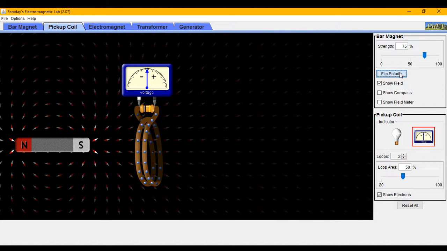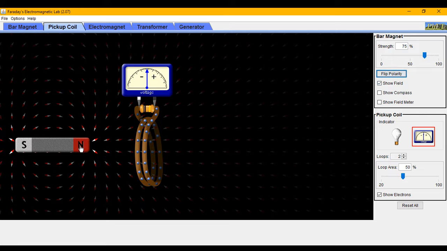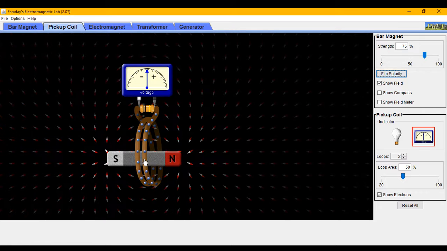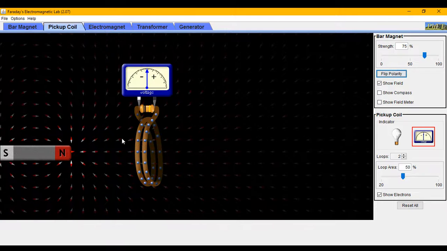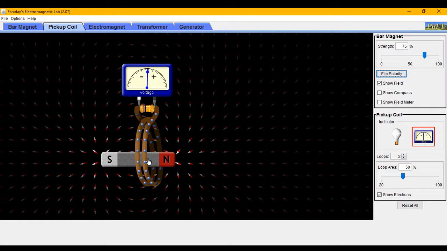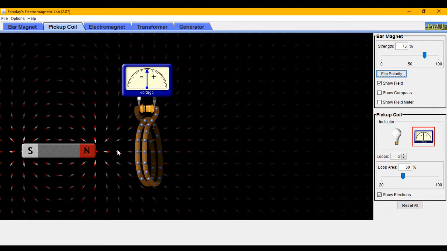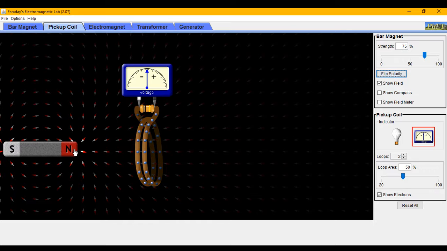If I flip the polarity of the magnet, now I have my north pole. When my north comes towards, you'll notice I get my negative. That's because as the north goes towards, I'm going to create a north pole here, because the norths don't want to go together. And when the north comes out, I get a south pole here, because the north and the south don't want to be separated.